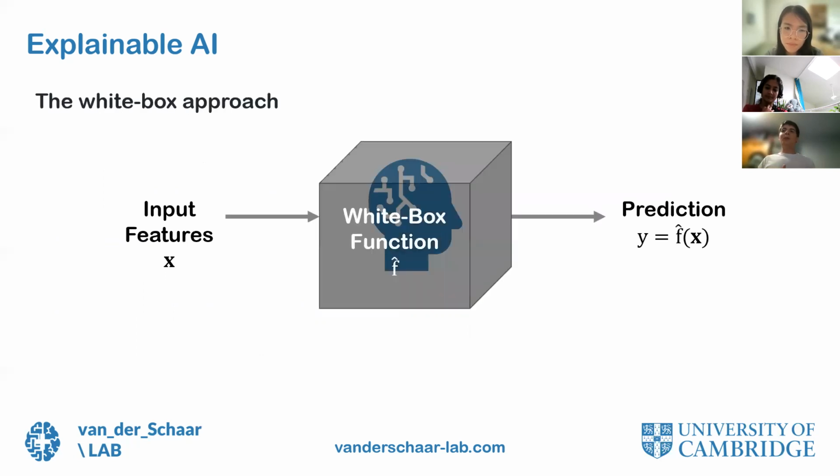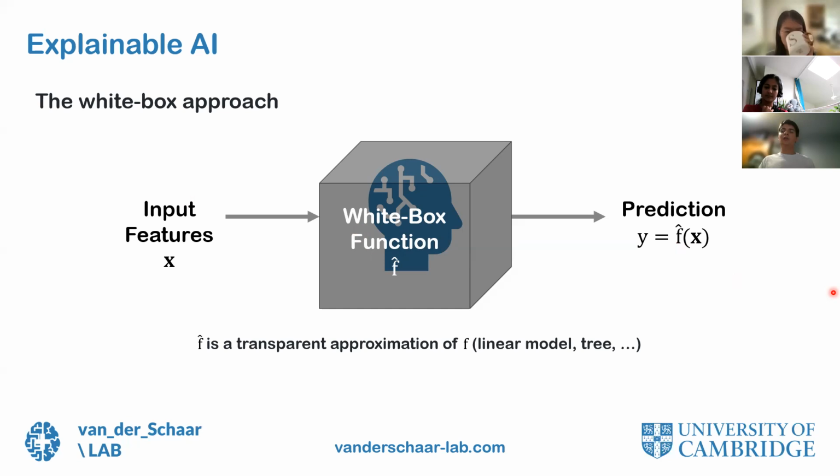Well, one possible approach to do that is to do what we call white box modeling. The idea here is that you replace the black box with a white box, which is an approximation of the black box by a simpler model. This simpler model allows to understand what's happening to the feature to come up with a prediction. So the flow between these 2 steps is actually understandable. Typical examples of white boxes are linear models or even decision trees.